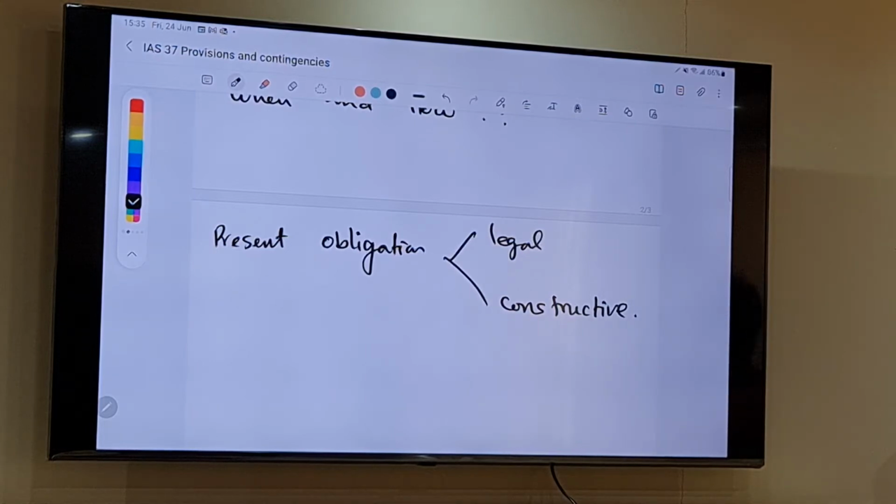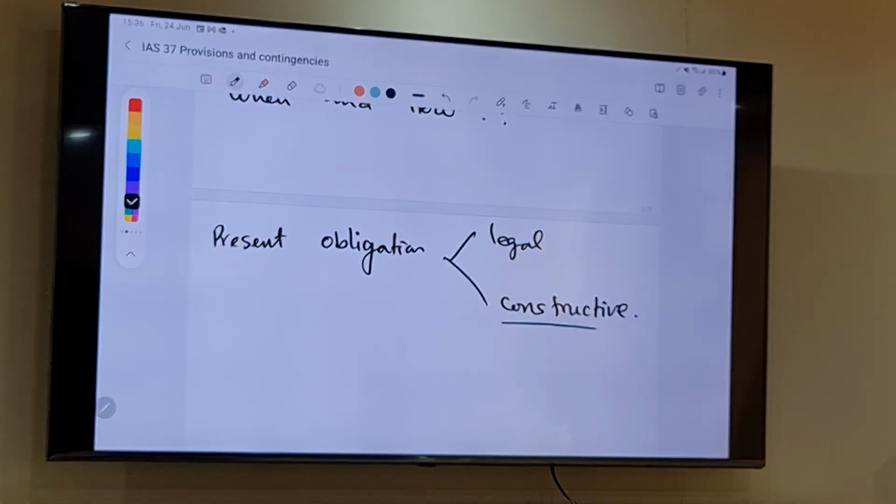Legal or constructive. Legal, we can understand easily. Good example, you sign a contract to provide cleaning services with one cleaning company. So, my office, I am signing a contract with one cleaning company. Legally there is now a document, a binding contract. And the people come, clean and go. So, do I need to pay them or no need to pay them? I have to pay. That's a legal obligation.